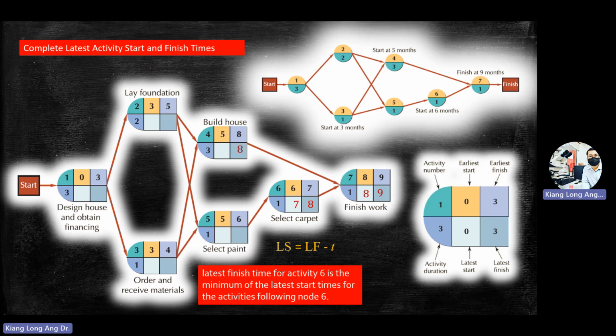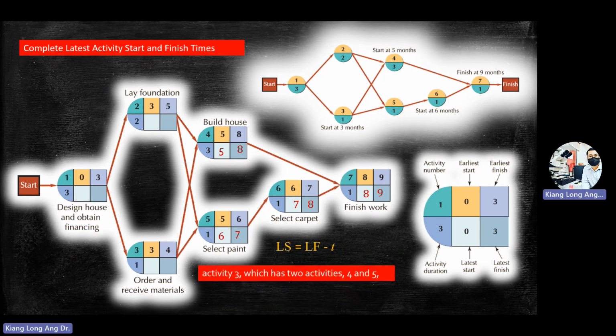So the rest is the same. You go for the top one first. This one is 8. So 5, so this one is 7. 6. Then the rest is still the same. Activity 3, you have 2 activities, which is 4 and 5. So you need to be careful here, especially activity number 3. You have these 2. So you have 5 and 6 here.